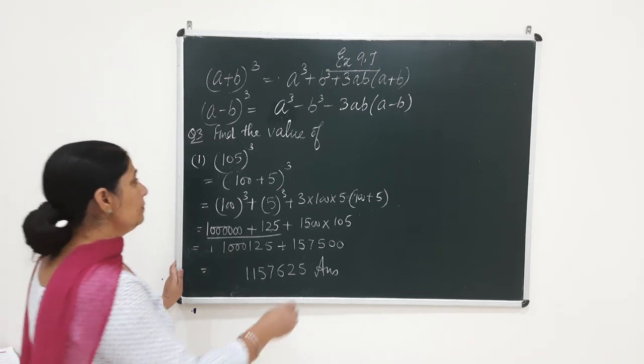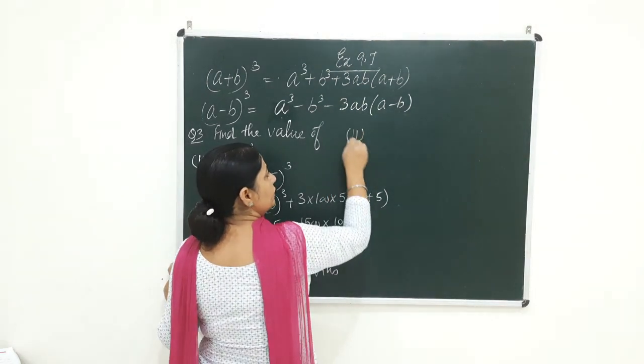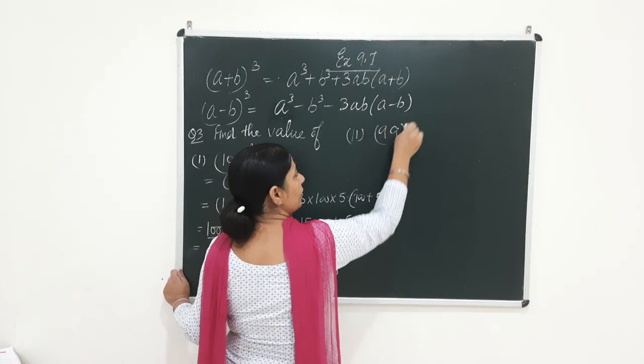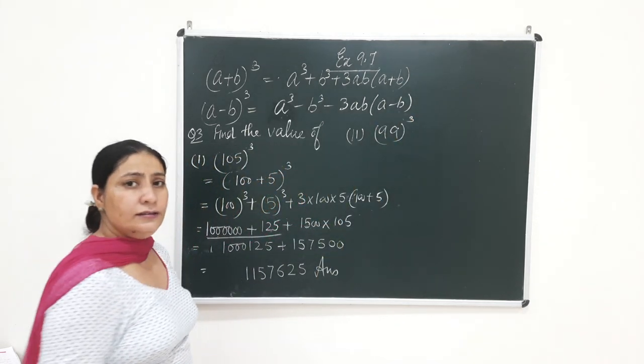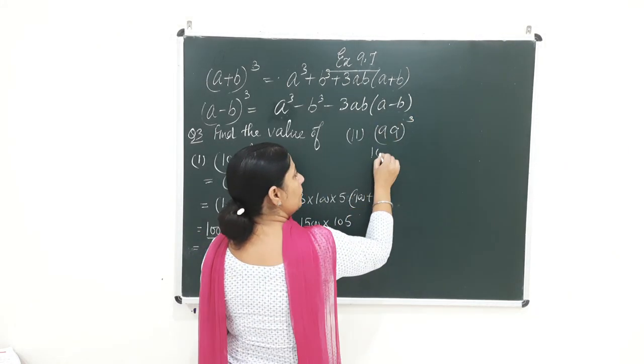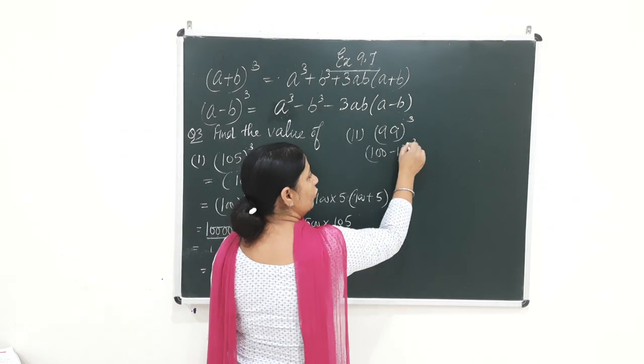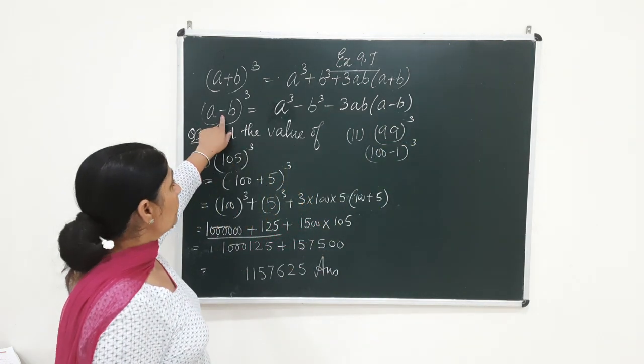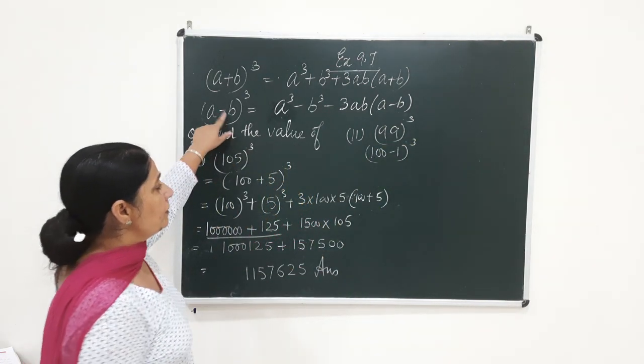Okay beta, exactly in the same way, in the second part, beta, we are given the cube of 99. So you know, for the cube of 99, what will you do? It will be 100 minus 1 the whole cube. So this will be giving me the second identity, a minus b the whole cube.